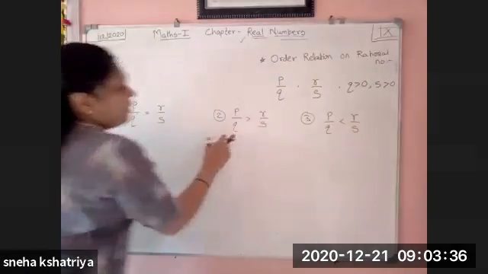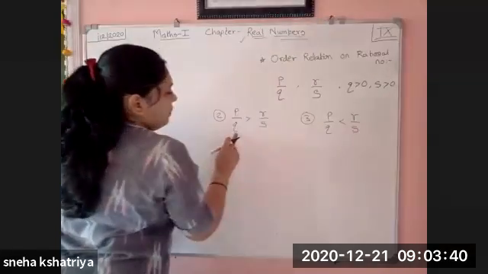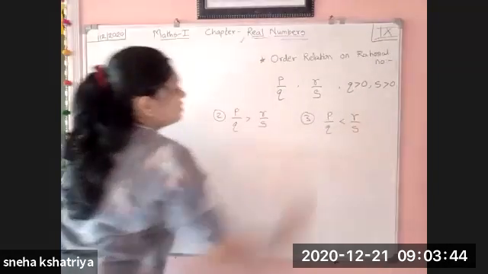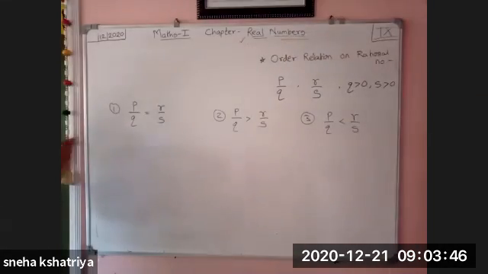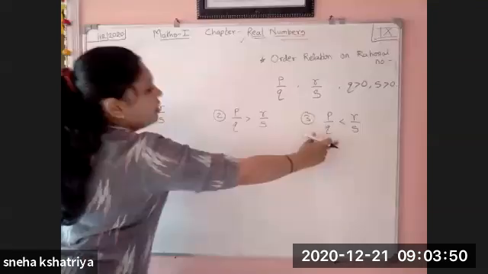Okay. One time P is greater, one time R is greater. One time P is greater, and here P is small. Here P is small, here R is greater. Okay. So what kind of relation will be there? Either they will be equal or greater or less.